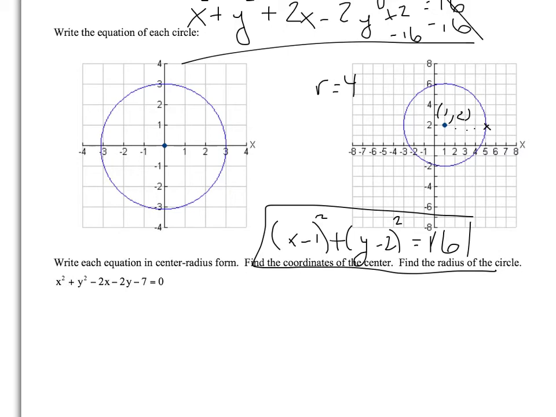Now what I want to do is I want to show you also the other way. This time I give you the equation in standard form. I'm asking you to write it in center radius form. Also find the center and find the radius of the circle.